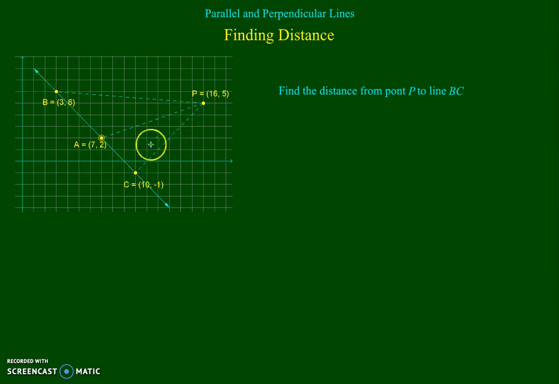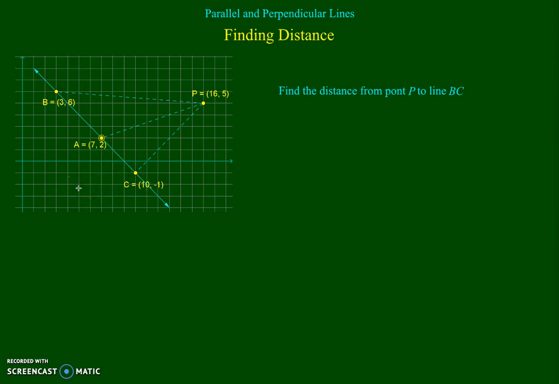So it looks like these two are perpendicular. So I'm going to find the slope of the line, and then I'm going to find the slope of this, the line going through this segment, and see if these are in fact perpendicular, and if so, that will be the set of points we use to find our distance from point P to line BC.